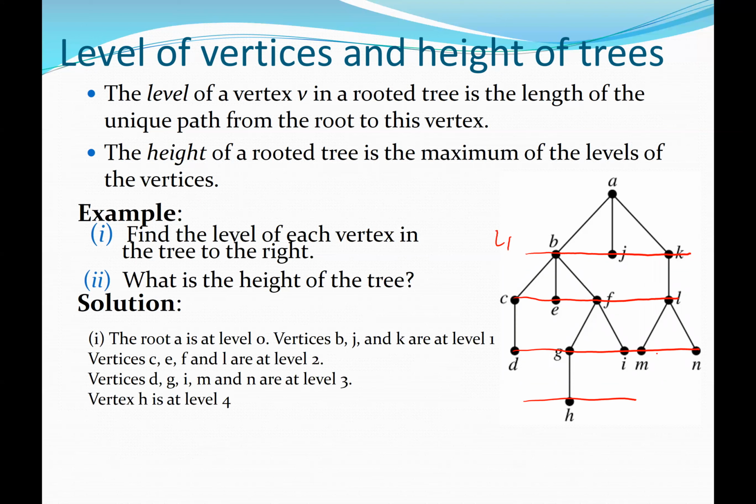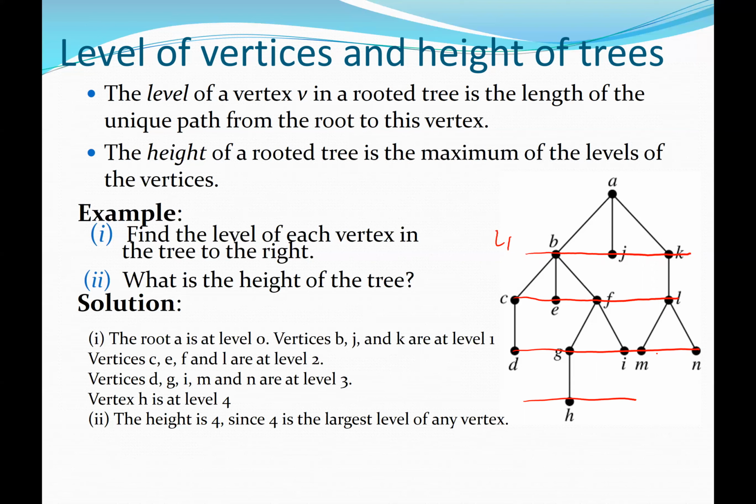All right, so now we have level 4, so the height will be 4, because level 4 is the largest level of any vertex, so we have that as the height of the rooted tree that you see.